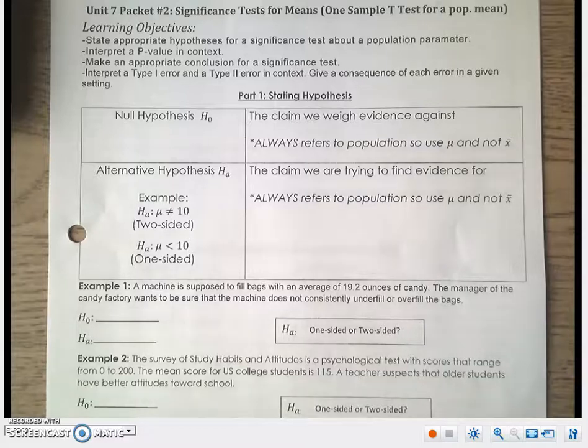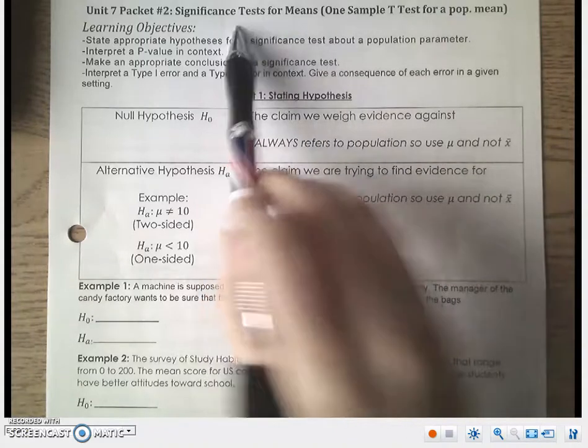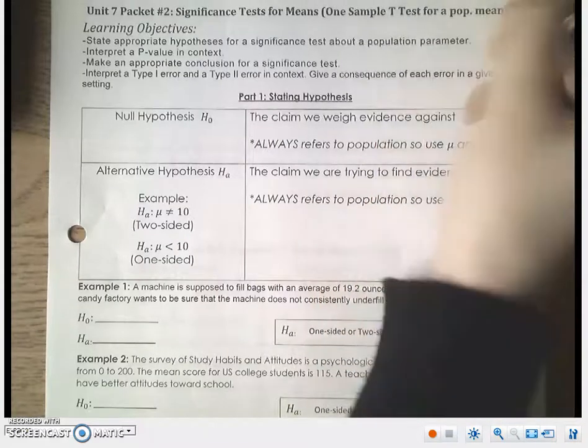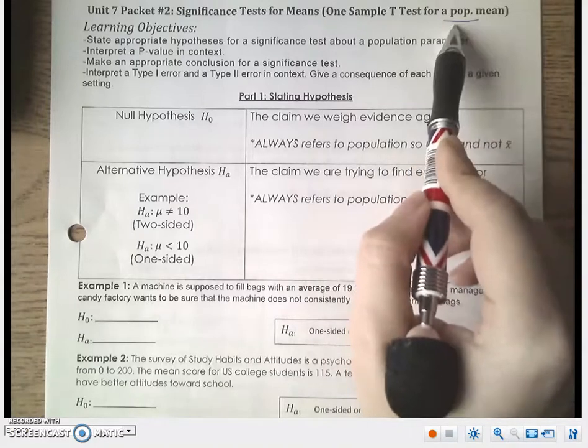The next packet in Unit 7 is Unit 7 Packet 2, Significance Test for Means. For this test, we are going to be running a one-sample t-test for a population mean. So we are talking about the population when we are given a sample. We take a sample and we use that information to generalize for the population.